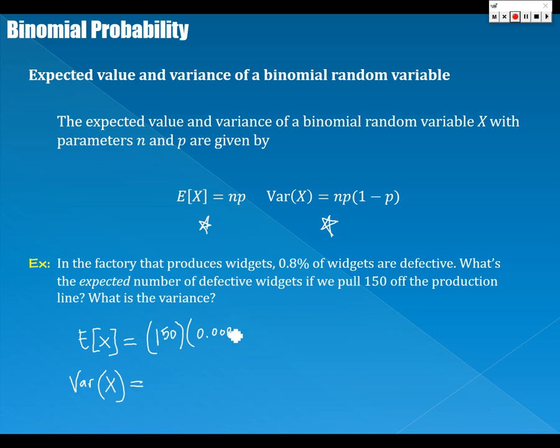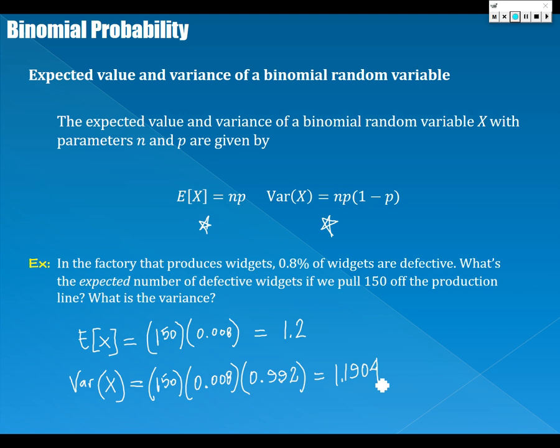What did you get for the expected value, Arrow? 1.2. And the variance? 1.1904. Yeah, you write it down, right?